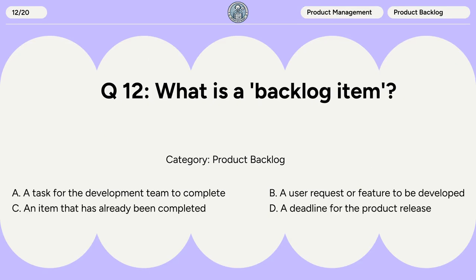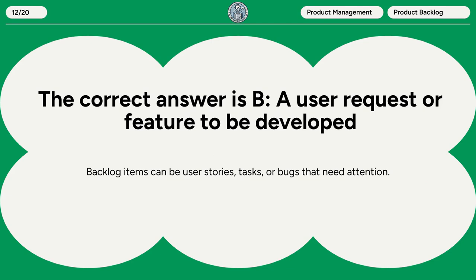Question 12. What is a backlog item? A. A task for the development team to complete. B. A user request or feature to be developed. C. An item that has already been completed. D. A deadline for the product release. The correct answer is B. A user request or feature to be developed. Backlog items can be user stories, tasks, or bugs that need attention.